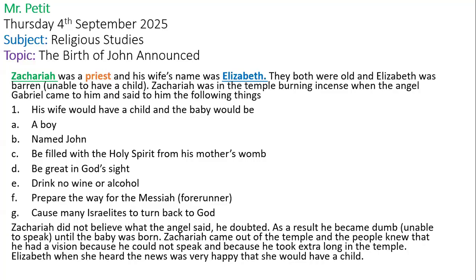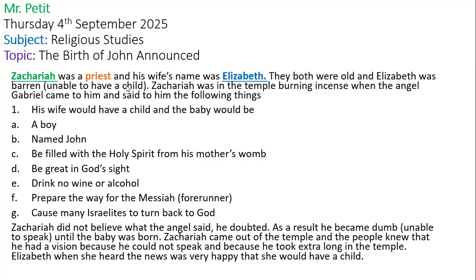So the angel. Now my question is, anyone can answer. What was the name of the angel that announced the birth of John? Gabriel. Gabriel, very good. What was the name of Zachariah's wife? Elizabeth. Elizabeth, very good. State two things Gabriel told Zachariah about the baby. He'd be a boy and he can't drink wine or alcohol. And yes, prepare the way for the Messiah.